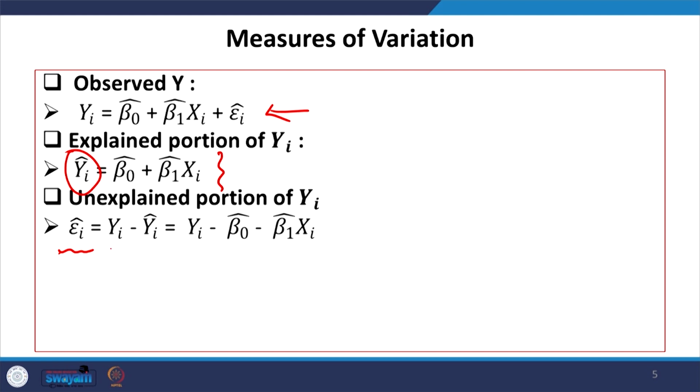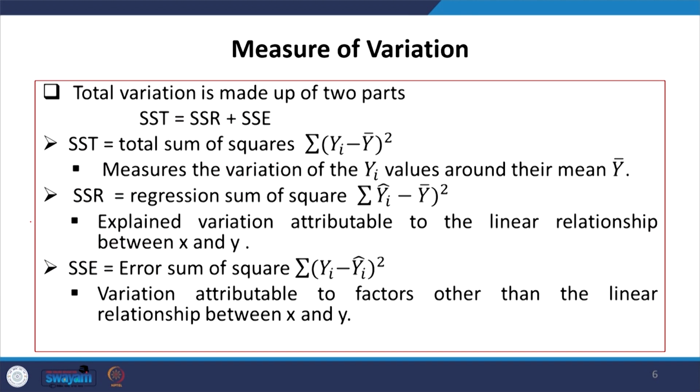Okay. So, that is basically the difference between the observed yi minus the explained portion of yi, or the estimated value of yi. This is basically the epsilon, and this is what we are going to estimate in short. Then what is this variation in total? How can we clarify the variation?